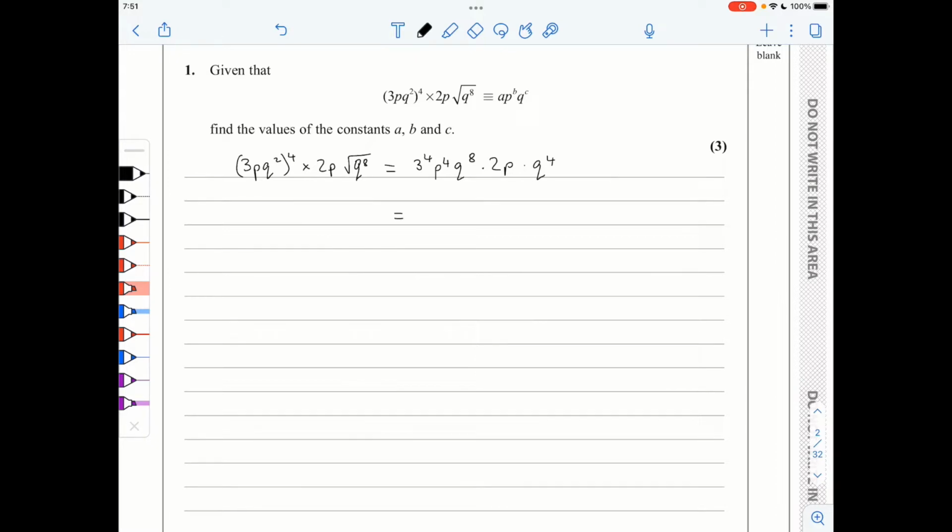Now 3 to the power of 4 is 81. p to the power of 4 times p is p to the power of 5. q to the power of 8 times q to the power of 4 is q to the power of 12. And I also have the 2 there. So all of this is 162 p to the power of 5, q to the power of 12, which means that a is 162, b is 5, and c is 12.